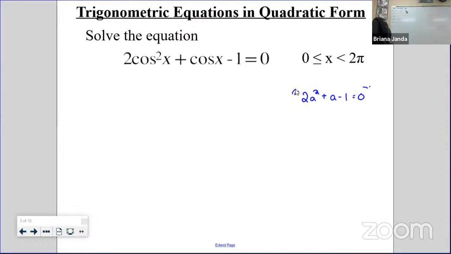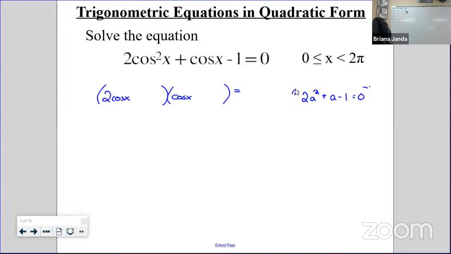So we factor, but instead of it being an a, it's a cosine of x. So as I go to fill in my first term, I'm a guess and checker. I would find two numbers that multiply together and give me 2, which would be 2 and 1. So 2 cosine of x and 1 cosine of x are my factors of 2 cosine squared. My factors of 1 are 1 and 1.